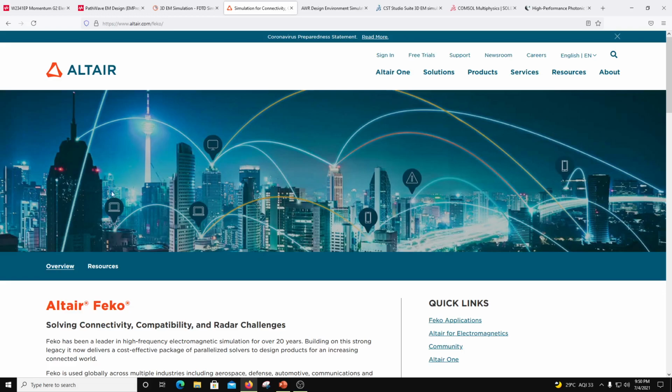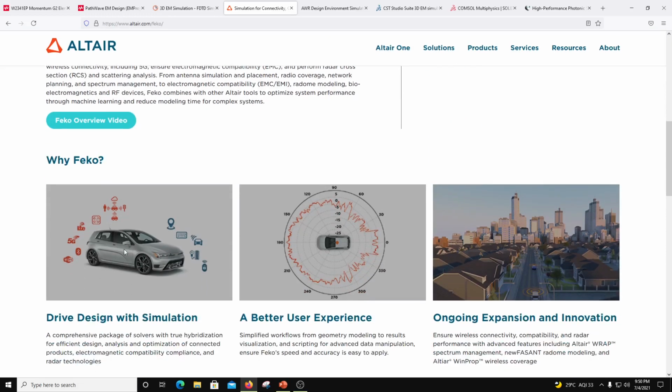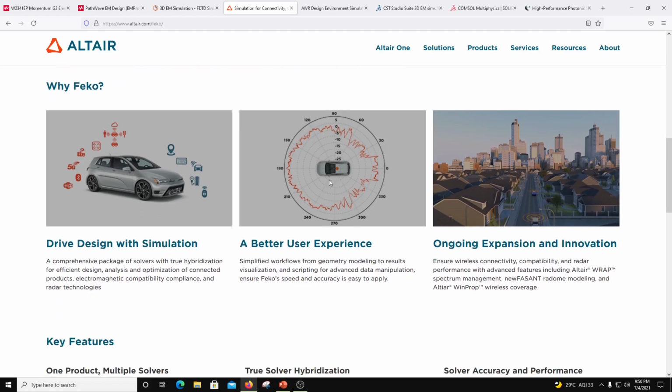For example, it is used for radar cross section, where you can put in an entire car. You can see over here there's a car, and this is a monostatic radar pattern, the radar cross section of that car in azimuth, right? Now you can do bistatic radars, and you can do multistatic radars. You can do a radar cross section for various objects. Now how is it able to do it?